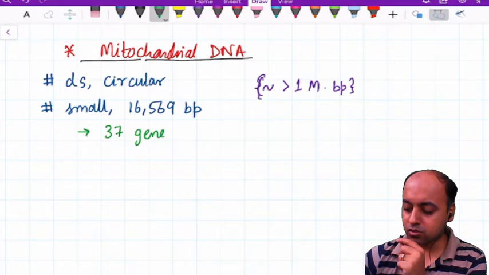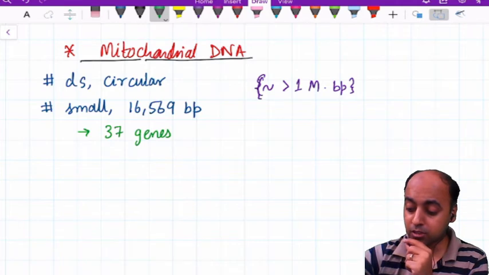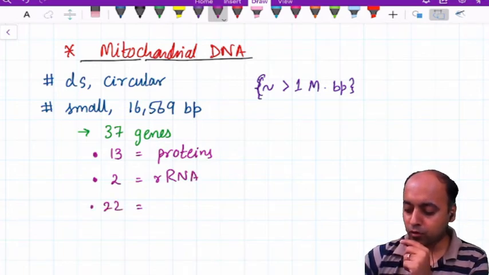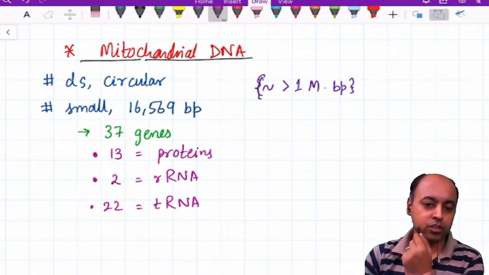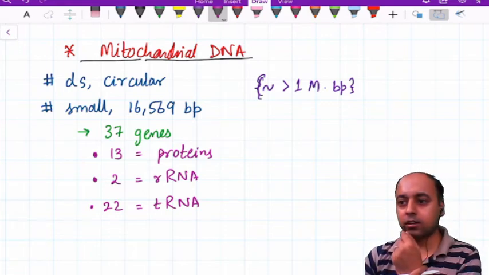37 genes. Only 37 genes are present. Out of these 37 genes, 13 will code for proteins, 2 will code for ribosomal RNA, and the remaining 22 will code for the transfer RNA.